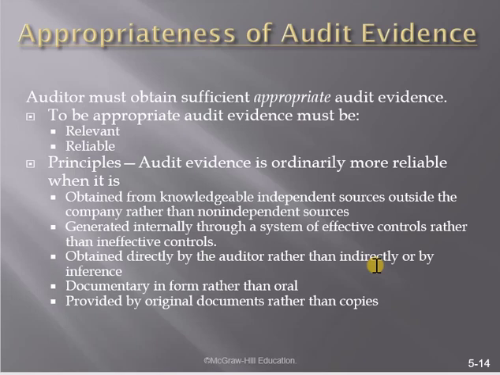So, the appropriateness of audit evidence. The auditor must obtain sufficient appropriate audit evidence. To be appropriate, audit evidence must be relevant and reliable. Audit evidence is ordinarily more reliable when it is obtained from a knowledgeable independent source outside of the company. Again, we're dealing with independence rather than non-independent sources. It is also more reliable when generated internally through a system of effective controls rather than ineffective controls, so they don't want documentation from a system where controls are not implemented well or followed well. It is also more reliable when obtained directly by the auditor rather than indirectly or by inference, documentary in form rather than oral, and provided by original documents rather than copies.